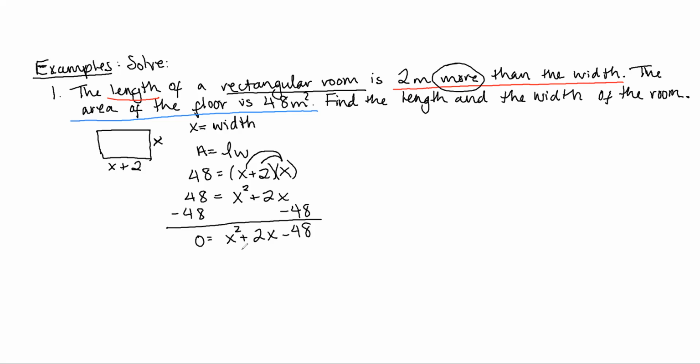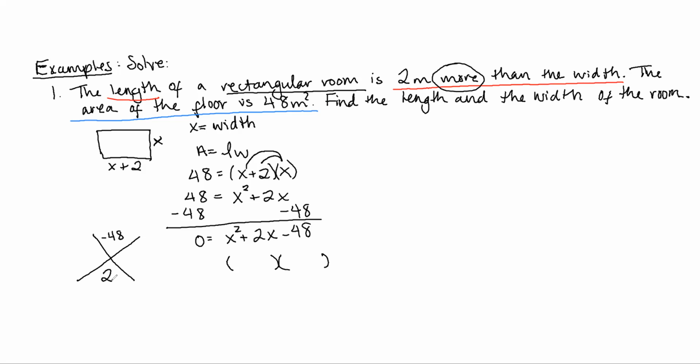And now we want to go ahead and factor. So 3 terms means we want to use the big X. There's no number in front of the x squared, so this one means we can go straight to the 2 sets of parentheses. And we're going to be multiplying to a negative 48 and adding up to 2.